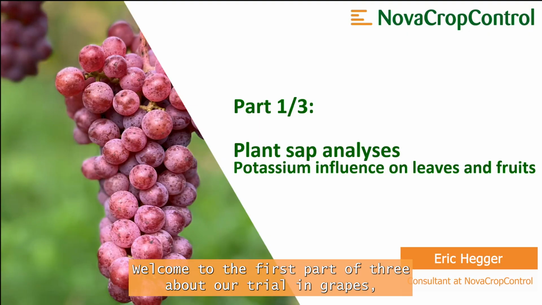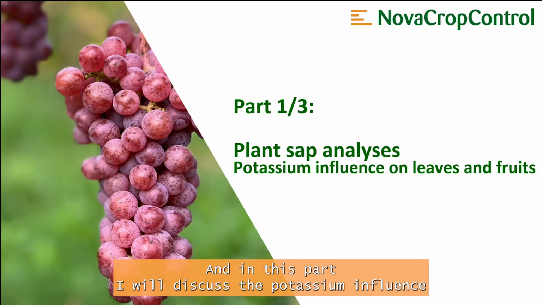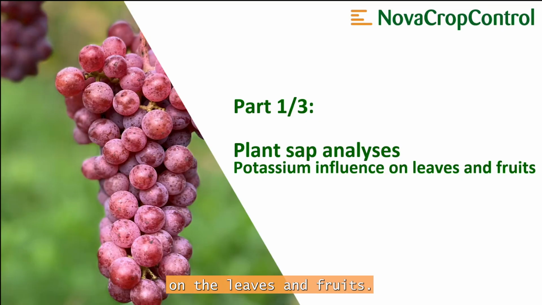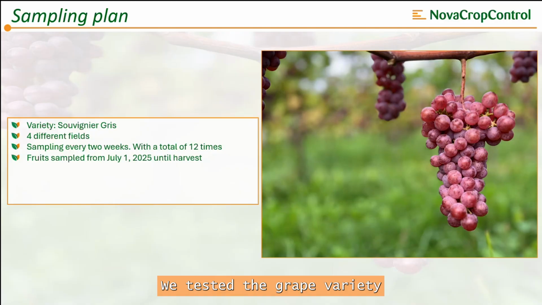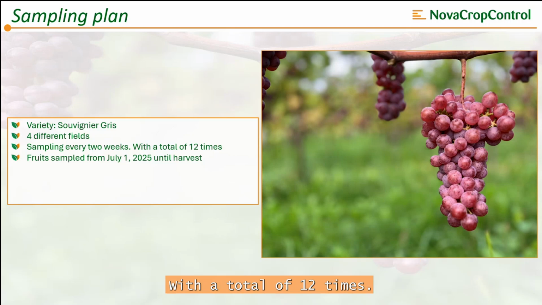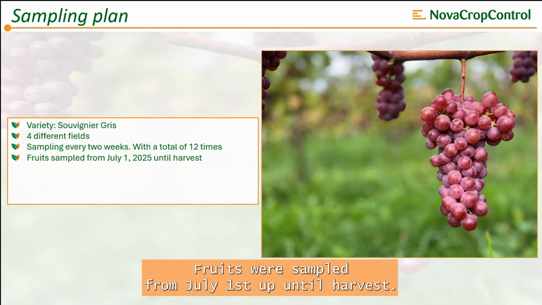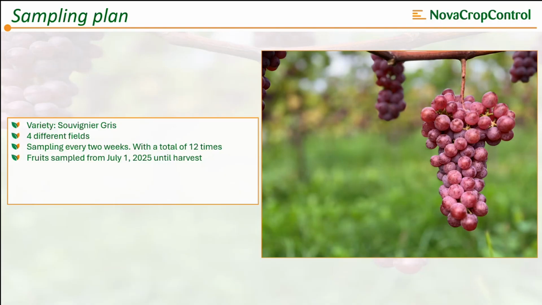Welcome to the first part of 3 about our trial in grapes, where we look at plant sap analysis. In this part I will discuss the potassium influence on leaves and fruits. We tested the grape variety Souvenir Gris. We did that on 4 different fields, sampled every 2 weeks, a total of 12 times. Fruits were sampled from July 1st up until harvest. And on the picture on the right side you see the Souvenir Gris.